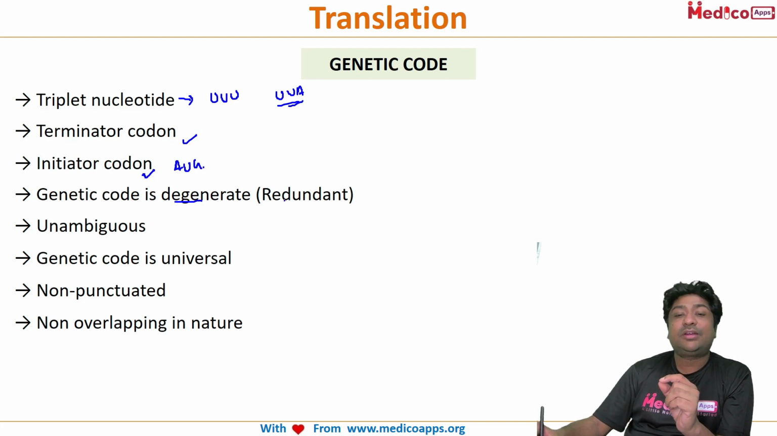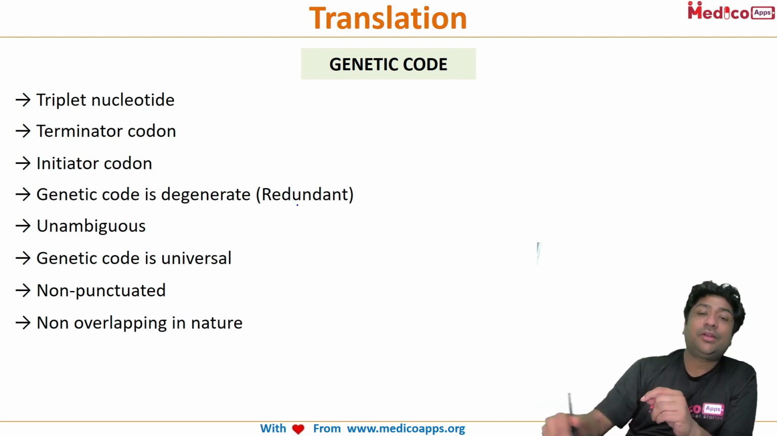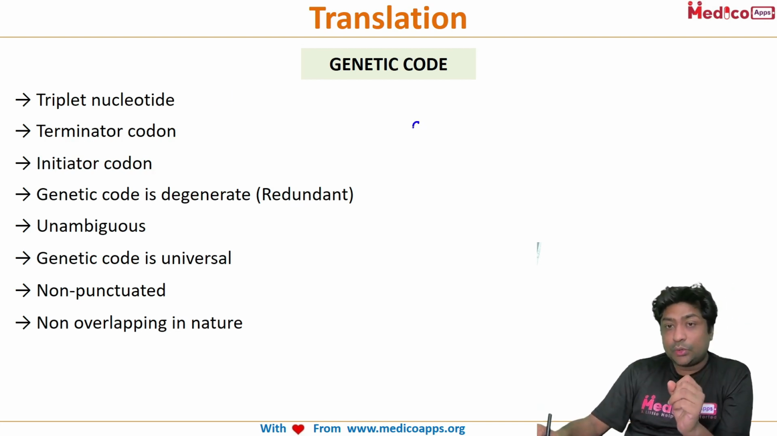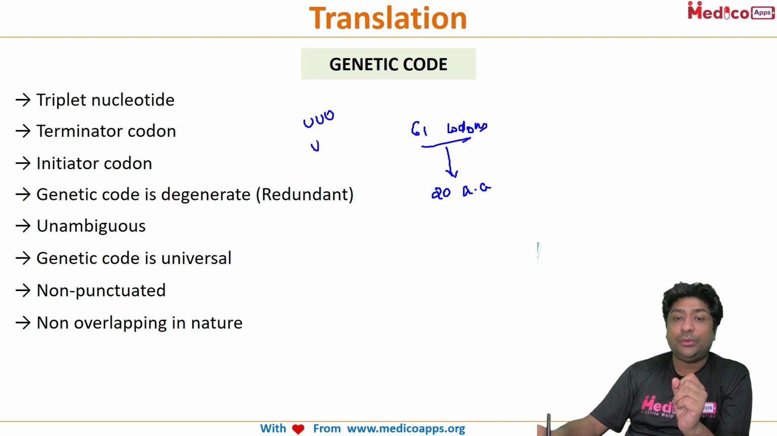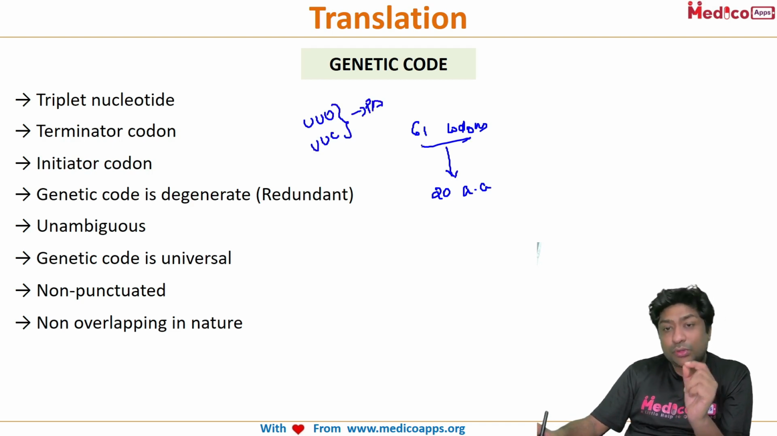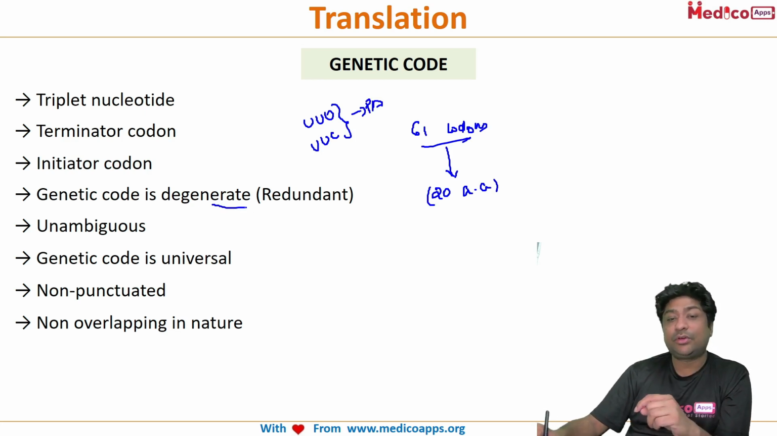Genetic code is degenerate or redundant. What do you mean by degenerate or redundant? If you see, a total of 61 codons are there and only 20 amino acids. So this means that more than one codon will code for the same amino acid. For example, UUU and UUC both code for phenylalanine. This is called degeneracy or redundancy. Again, this is a feature of our genetic code.